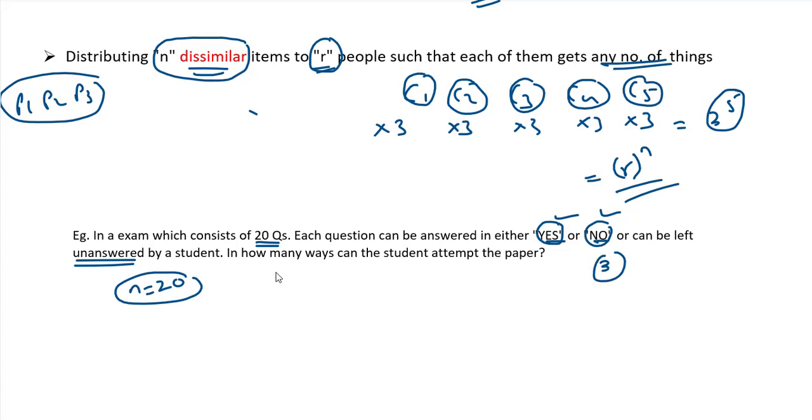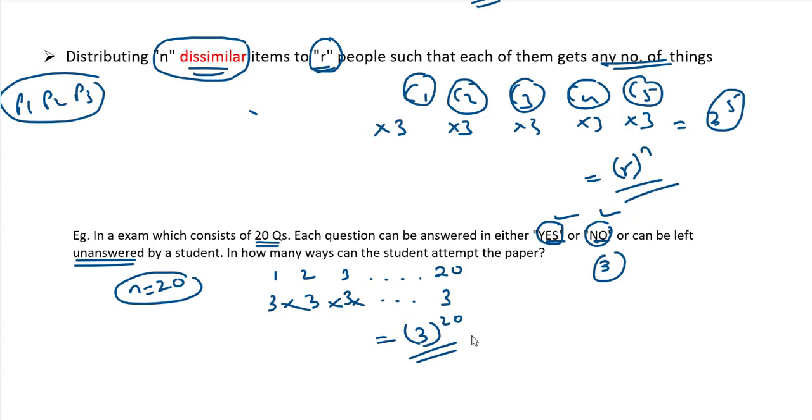So for the first question, he will have 3 ways. For the second question, 3 ways. Third question, again 3 ways. Like this, for the 20th question, he will have 3 ways. So the total number of ways in which he can attempt the paper will be 3 into 3 into 3, 20 times, which will give us 3 raised to 20 ways.